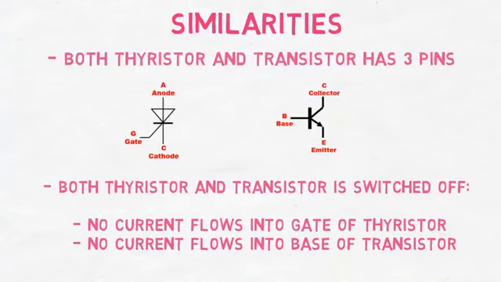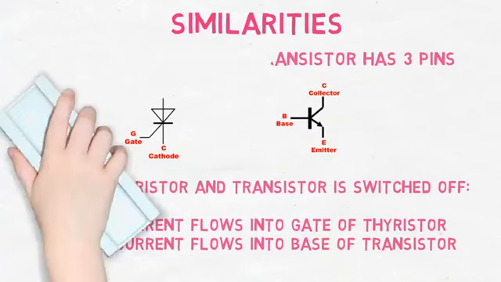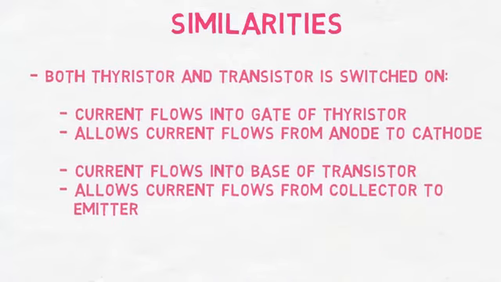When there is no current flowing through the base of transistor and the gate of thyristor, both components are switched off. When there is current flow, both components are switched on, allowing current to flow from anode to cathode for the thyristor and current to flow from collector to emitter for the transistor.